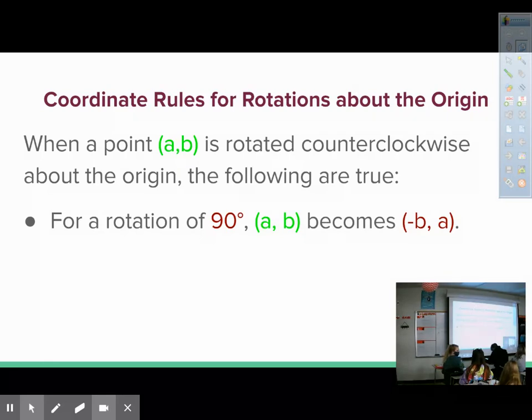Flip your coordinates and change the sign of the y coordinate. Okay? Alright, that's for 90 degrees rotation.